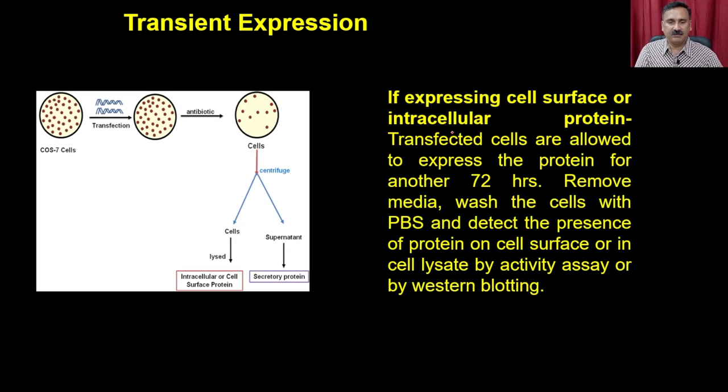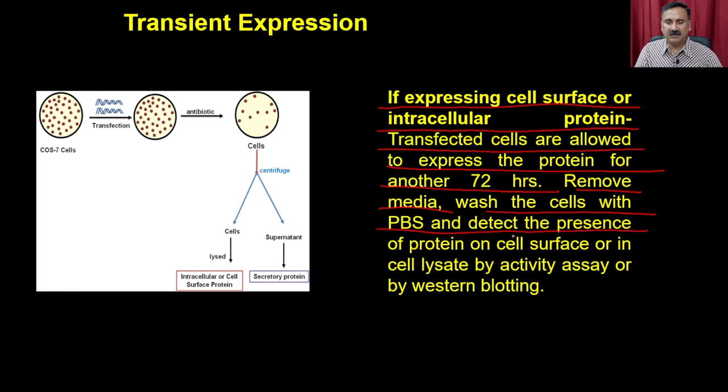Then in step four, you can have two choices: either the protein is expressed on the cell surface, or it is an intracellular protein. Transfected cells are allowed to express the protein for another 72 hours. You remove the media, wash the cells with PBS, and detect the presence of protein on the cell surface or in the cell lysate by an activity assay or by Western blotting. We are going to discuss later in this lecture how you can use Western blotting to detect proteins.